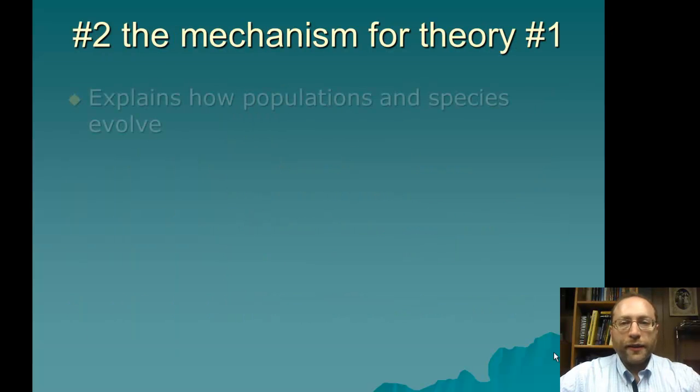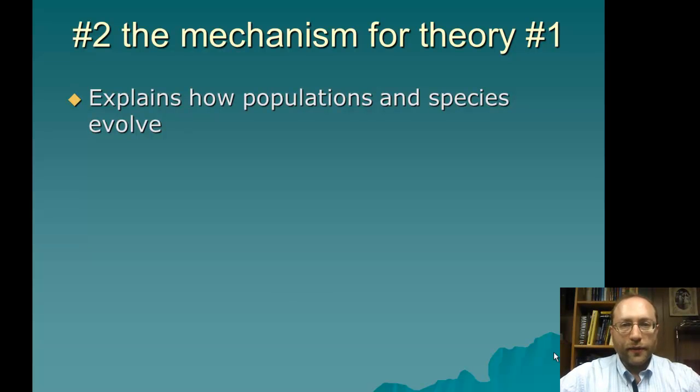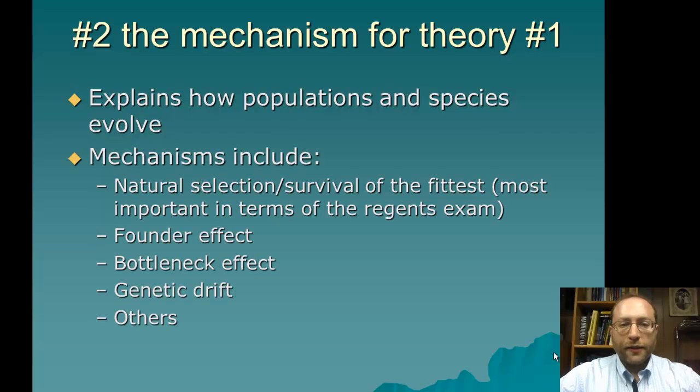The second one is the mechanism for theory number one. This slide is the only slide where we're dealing with it in this podcast; we'll be dealing with it mostly in another podcast. It explains how populations and species evolve. Descent with modification only says that they evolve. These mechanisms include natural selection, also frequently seen as survival of the fittest. In terms of the Regents exam, this is the most important one, and it's really seen as the only mechanism.